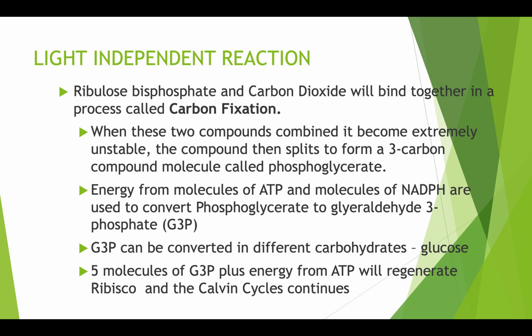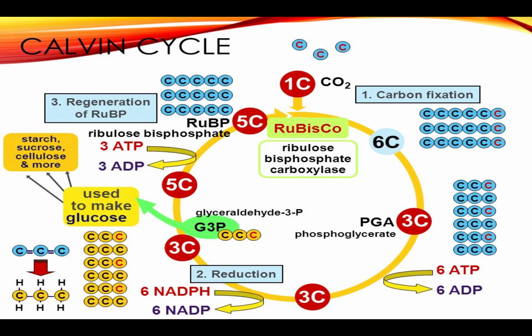So now I'm going to move on to the picture after this slide, and I'm going to talk over this slide while you look at the picture itself. Ribulose biphosphate and carbon dioxide will bind together in a process called carbon fixation. That's going to be here. This first one, Rubisco, is your ribulose biphosphate carboxylase. So what I just went over, ribulose biphosphate and carbon dioxide, that's not Rubisco. Rubisco is what we get at the end.